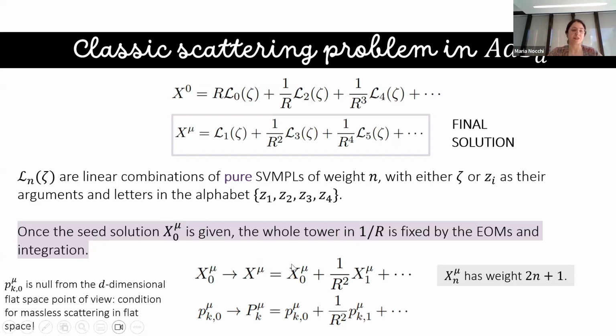And to sum up, once the seed solution x0 mu is given, which is the flat space solution, the whole tower in 1 over r is fixed by the equation of motion and integration. So you input the knowledge of Gross-Mende essentially, and then you have all the tower, and each correction at order n has weight 2n plus 1. And the number of coefficients at each level is finite, and this comes from what I was saying before, that from number theory, you know that it's just a finite vector space of solutions at each weight, which is important.